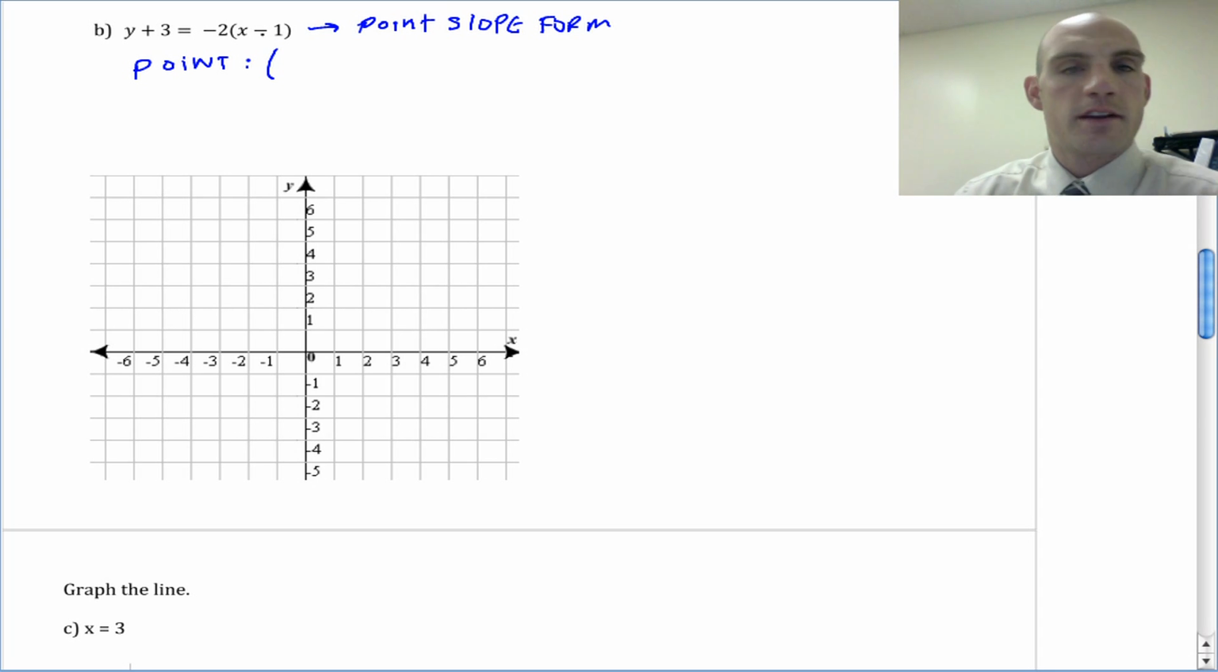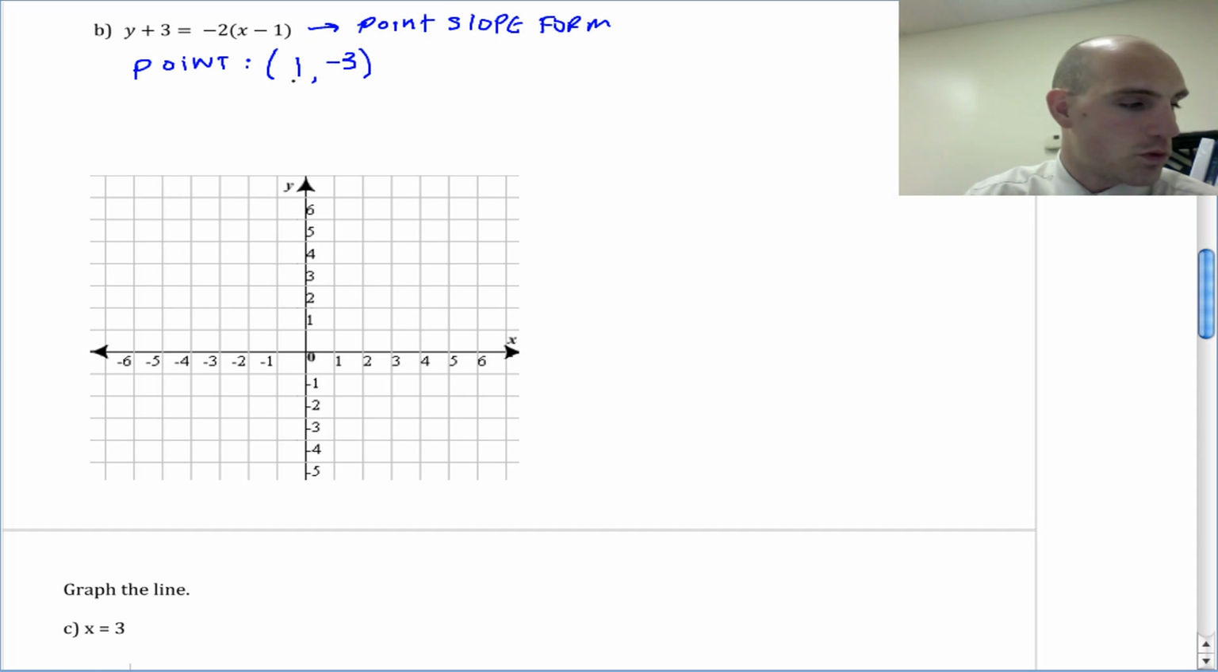It is going to be, now be very careful here. The formula tells me that what I subtract is what the x-coordinate is. So this x-coordinate is going to be 1. My y-coordinate is whatever I'm subtracting. So because this is a positive 3, that's the same as subtracting a negative 3. So my point is 1, negative 3. My slope is what's out front of my parentheses, so that's negative 2.